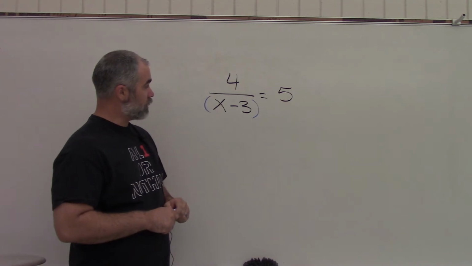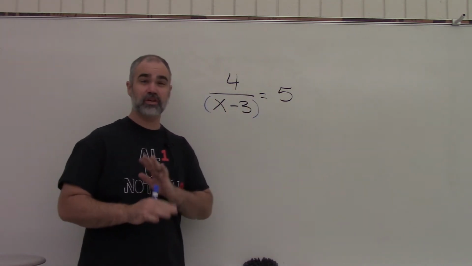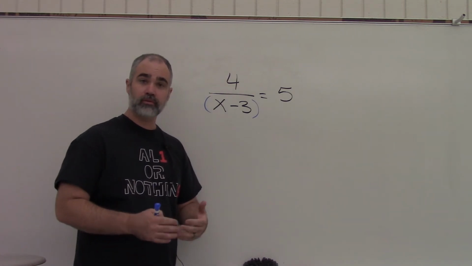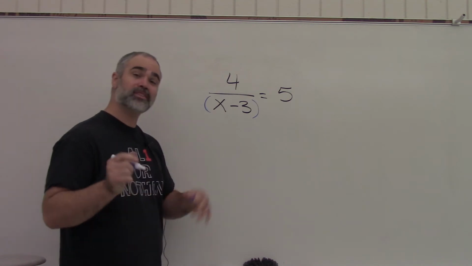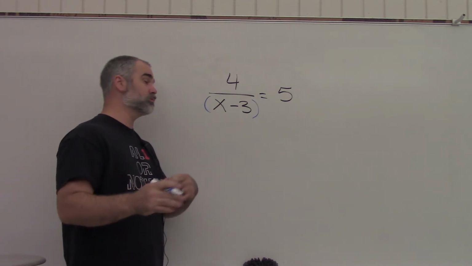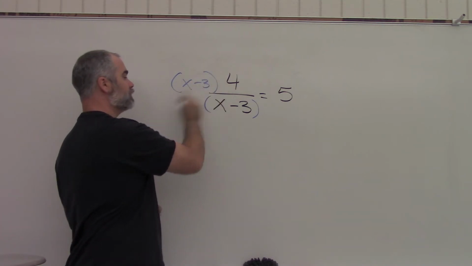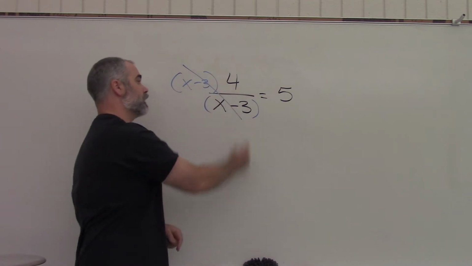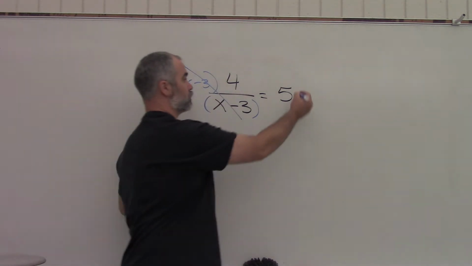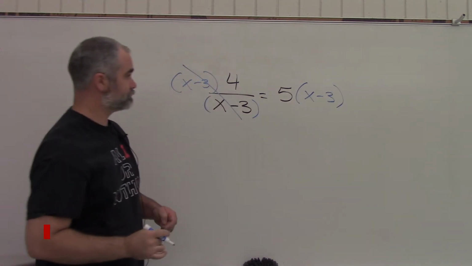And right now, we have 5 on one side, and over here it's being divided by x minus 3. Now this is going to look a little scary to you, but remember, the whole thing's being divided. We're going to do the opposite. The opposite of dividing by x minus 3 is to multiply by x minus 3. And even though it looks scary, anything divided by itself is 1. And we can multiply the other side times x minus 3 as well.